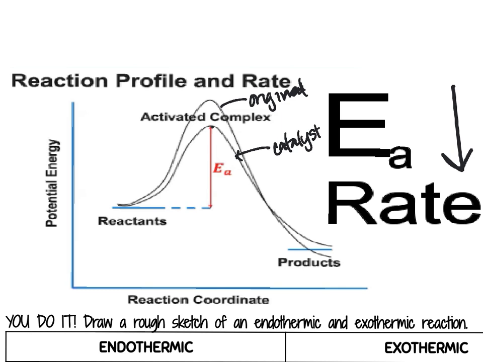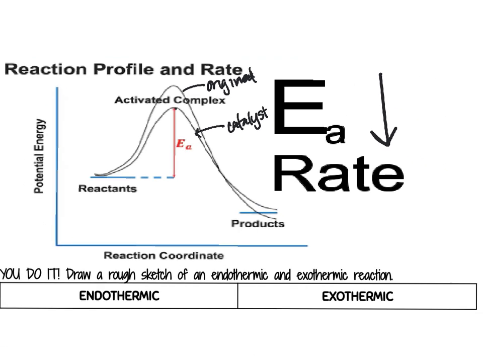And that catalyst is going to change the activation energy. Usually it's going to lower it. Sometimes it raises it, and those are called inhibitors. An inhibitor is going to inhibit the rate of your reaction. But if I decrease the activation energy, what's going to happen to the rate? It's going to go up. It's going to be faster.